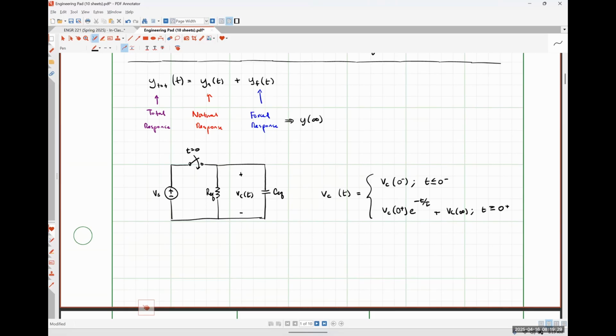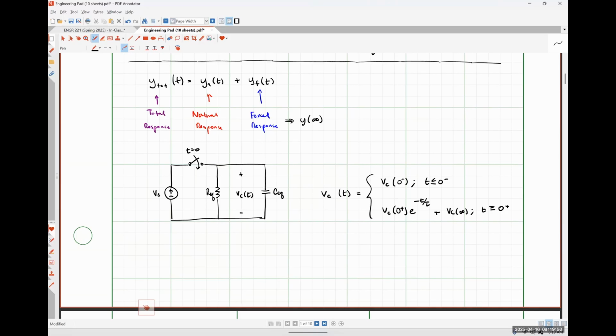So if I evaluate that expression on the bottom for t equal to 0, what do I get? VC at 0 plus times e to the 0, which is just 1, plus VC at infinity.